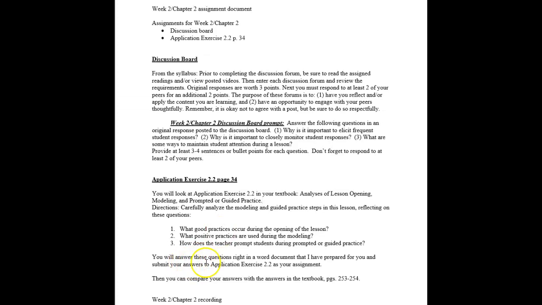So you will answer these questions right in a Word document. I have the Word document prepared. So all you're going to do is answer questions 1, 2, and 3. I would prefer sentences. I guess you could do bullet points for this one also. I know up here I said sentences or bullet points. So same thing down here. 3 to 4, maybe more if you can find some, sentences, bullet points.